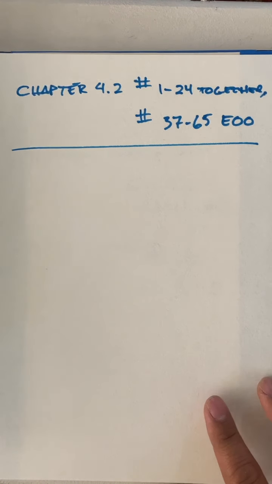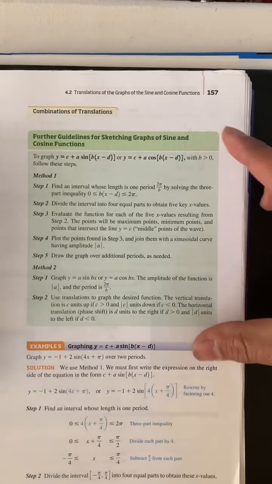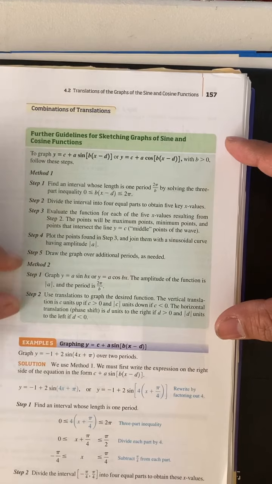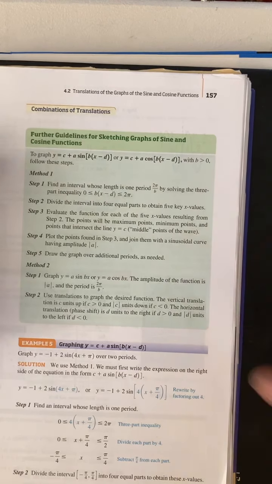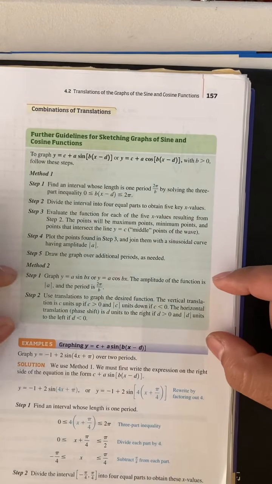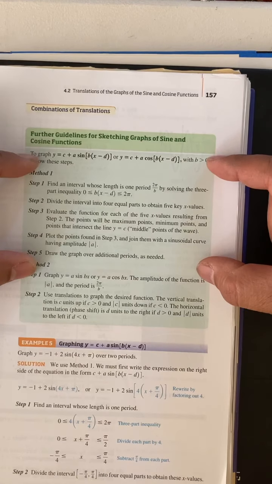Now, if you go to your book, there is page 157, and they outline two methods. Here's method 1, here's method 2 for how to graph sine and cosine functions, generic sine and cosine functions. So I'm going to show you how to do that. I'm going to just go with method 2 because I think it's much cleaner than method 1.